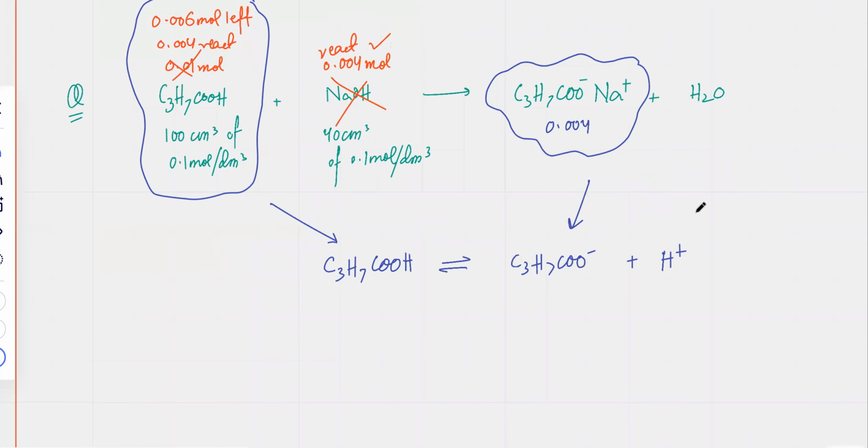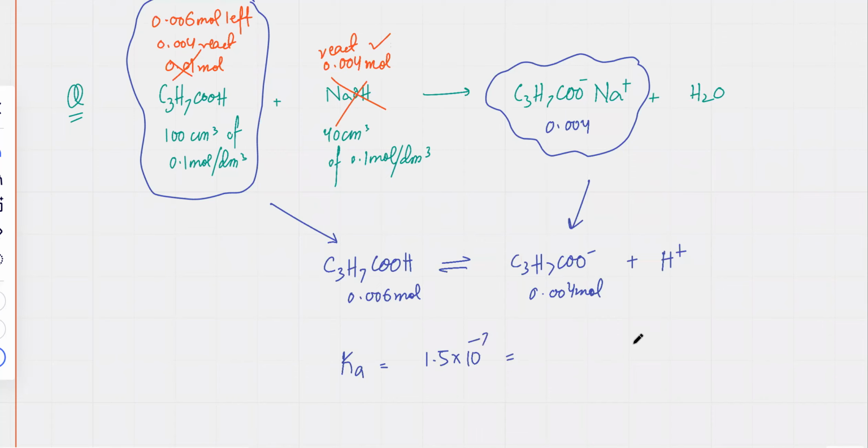The first reaction is over now, so the two things are left at the end of the reaction. They'll form a buffer, and you have 0.006 moles of the acid and 0.004 moles of the conjugate base. And let's assume that the K value is given. It's given as 1.5 times 10 power minus 7.